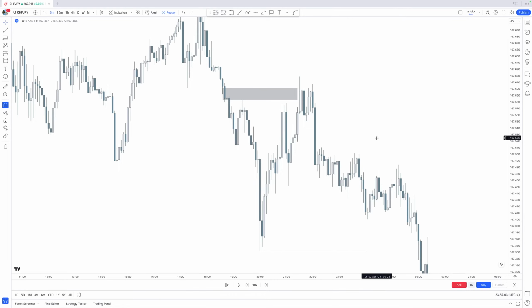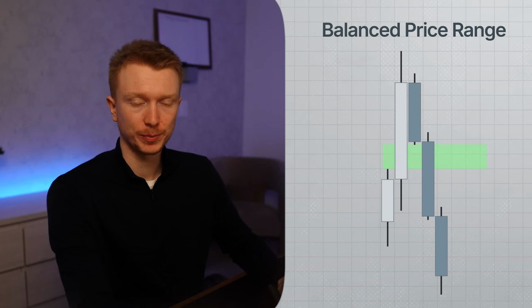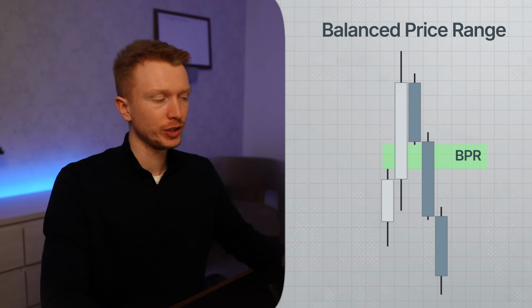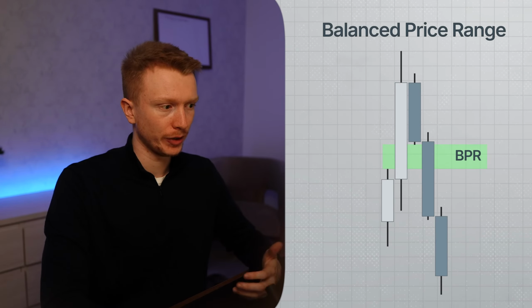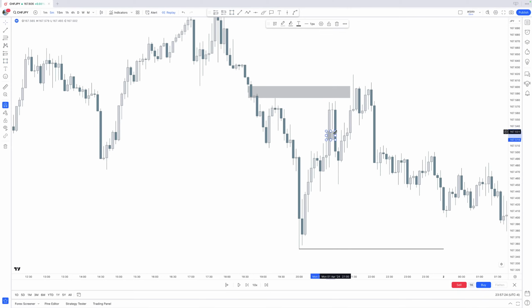Now, oftentimes people mistake a sharp turn for a BPR. A BPR is a concept by ICT, which essentially is overlapping fair value gaps. So this, for example, is a balanced price range. It's a BPR right there. Now, a sharp turn is not a BPR. Otherwise, I would have named it a BPR. A BPR is always a sharp turn, but a sharp turn is not always a BPR. And let me explain why.